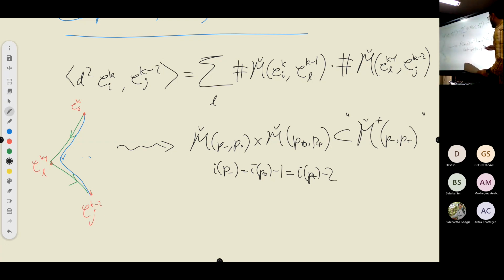So what this suggests is that this product of these moduli spaces in this context at least should lie inside some sort of compactification of the moduli space from P minus to P plus. Because notice that if we keep taking this blue curve closer and closer, like this, then in some sense it converges to this broken trajectory. But this broken trajectory itself is not in the space of trajectories.